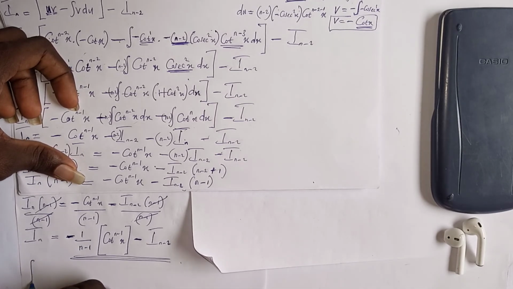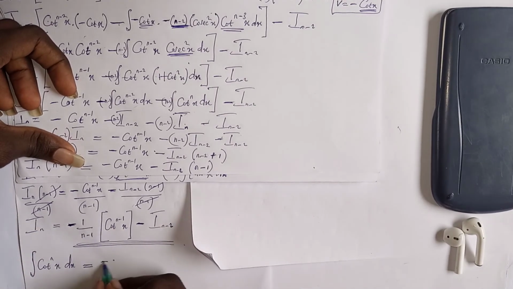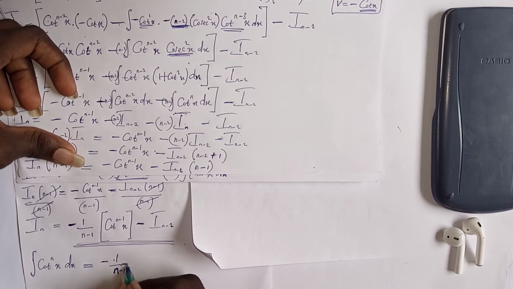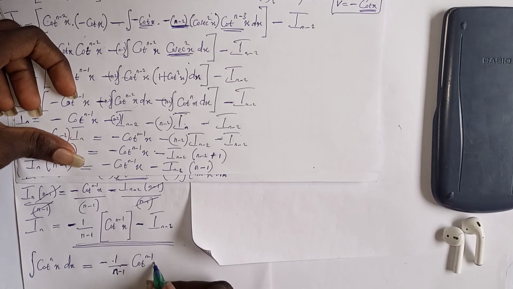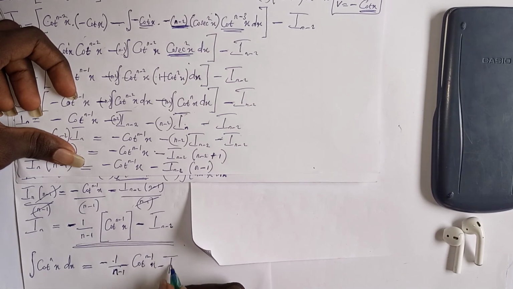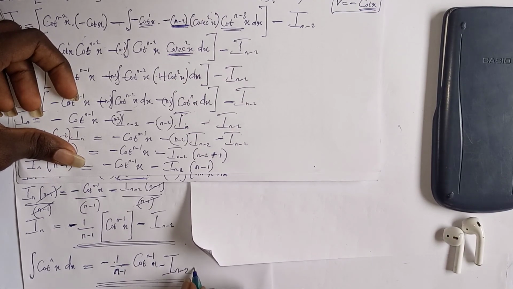Hence, the integral of cot of nx dx will end up giving us, the two of them will be negative sign, minus 1 over n minus 1 cot of n minus 1 of x minus n minus 2. So this gives the final result.